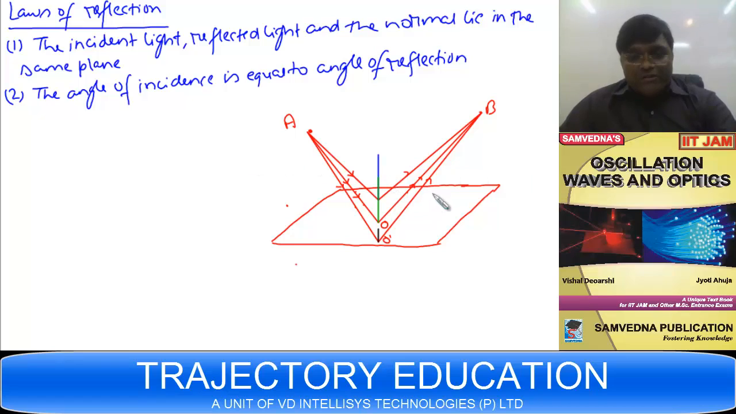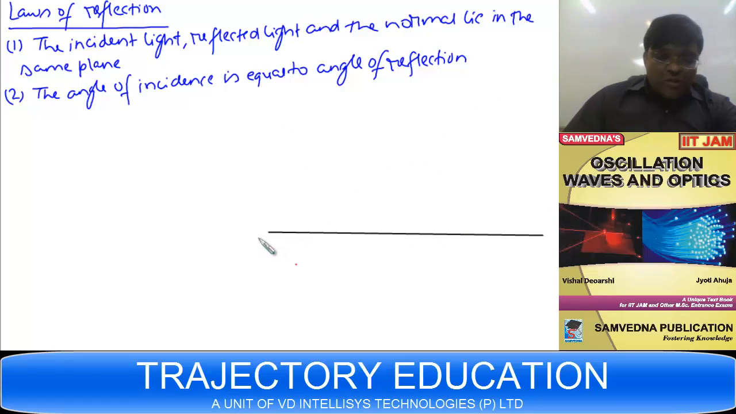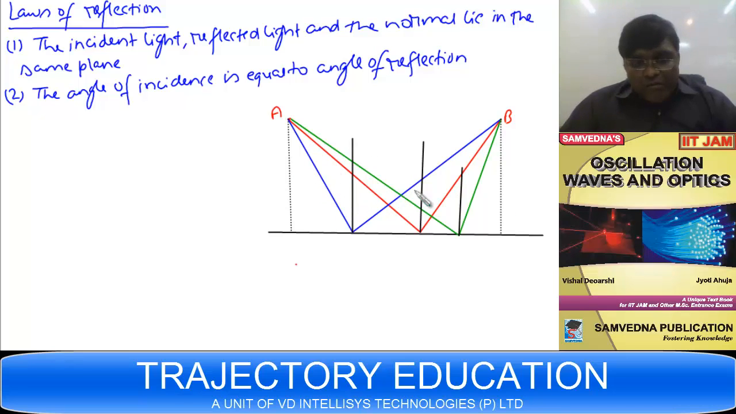Now in one plane also there can be several possibilities. Let me draw this. In one plane also, this is the plane, it is the interface. Suppose this is the point A and this is the point P. And suppose light propagates from A to B involving one reflection at the interface. So there can be several possible paths. I'll draw 2-3 paths. These are the possible paths. We have drawn 3 paths.